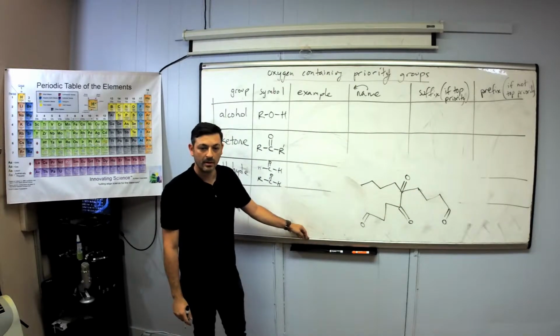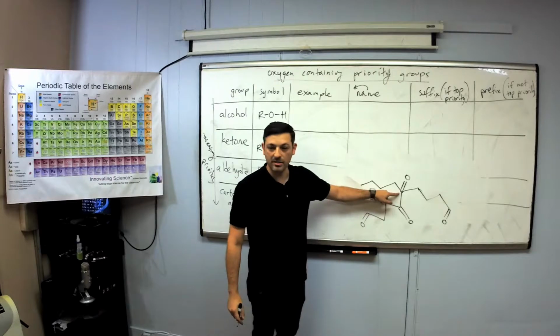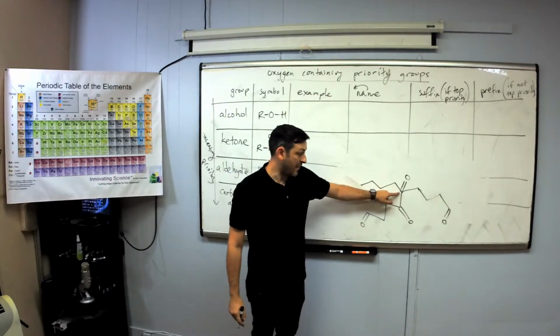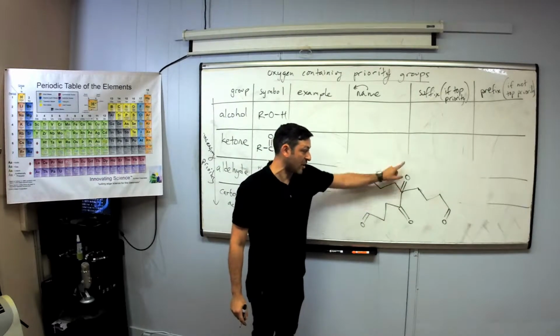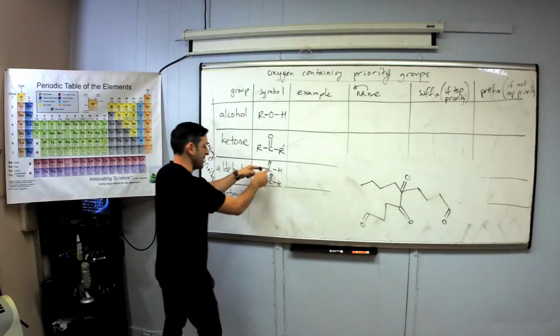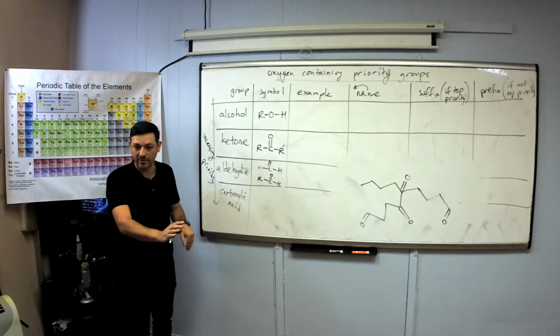Illegal. You can't have 5 bonds on carbon. That carbonyl can't exist because a carbonyl can only have 2 things. Do you see whether it's this one, or this one? It's only 2 attachments.